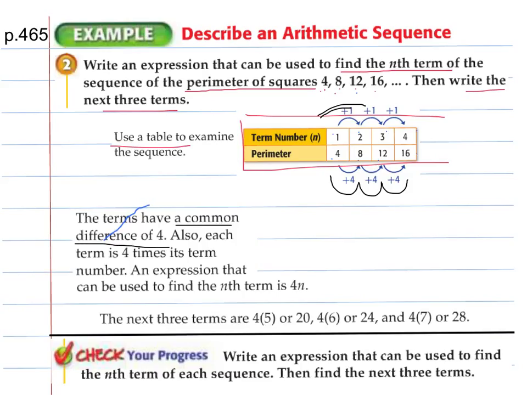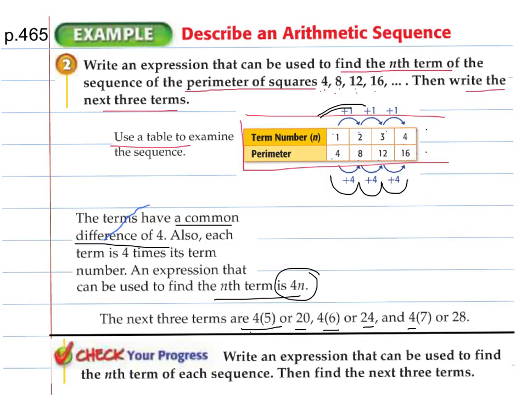Also, each term is 4 times its term number, meaning 1 times 4 is 4, 2 times 4 is 8, 3 times 4 is 12, 4 times 4 is 16. An expression that can be used to find the nth term is 4n. So if we wanted to find out what the perimeter of the 5th square would be, we do 4 times 5, and we get 20. 4 times the 6th square is 24, 4 times the 7th is 28.